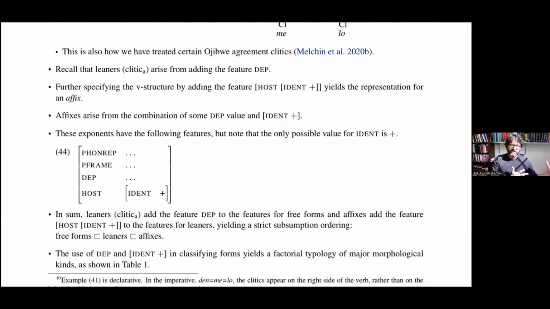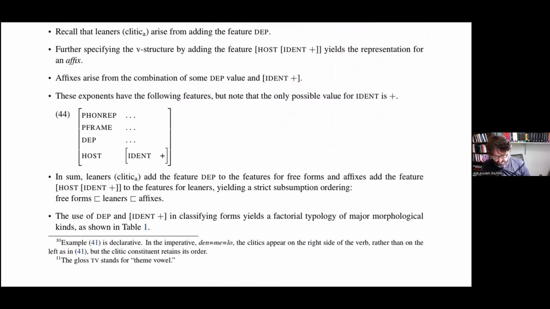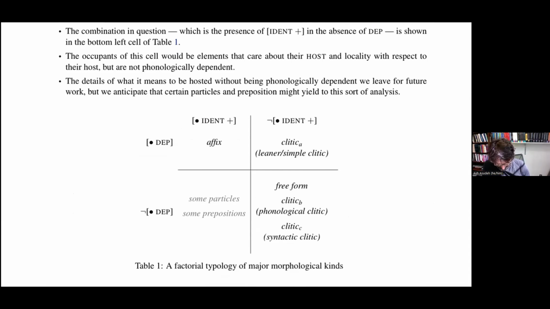So recall that leaners or clitic A arise from adding the feature dep to the free form features. Affixes arise from the combination of some dep value and ident plus. So these exponents have the following features, but note that the only possible value for ident is plus. So in other words, on top of the structure for clitics, an affix adds host ident plus, at least. So the use of dep and ident plus in classifying forms yields a factorial typology of major morphological kinds, as shown in table 1. So basically, affixes are things that have some value for dep and have ident plus.